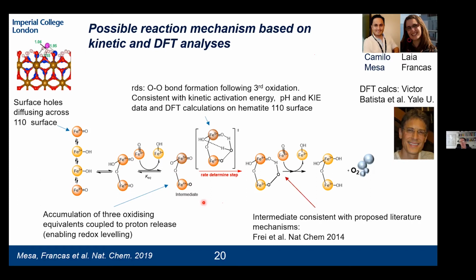It has the same pH and kinetic isotope effect behavior which we see experimentally, and that drives the OO bond formation, requiring 3 holes, which is why we see third order behavior. And then the fourth hole comes along to oxidize this species to release oxygen. And so this is an example of how we've used our spectroelectrochemistry combined with DFT calculations to gain some insight into water oxidation catalysis on a hematite surface.